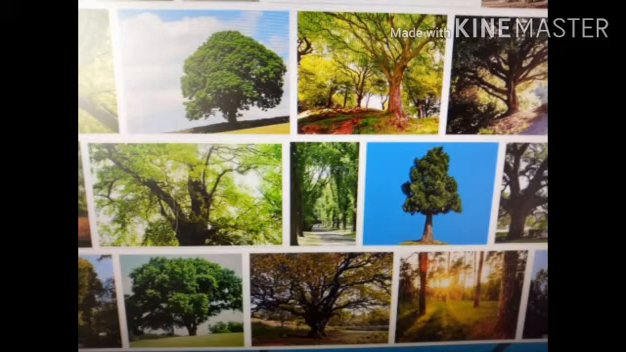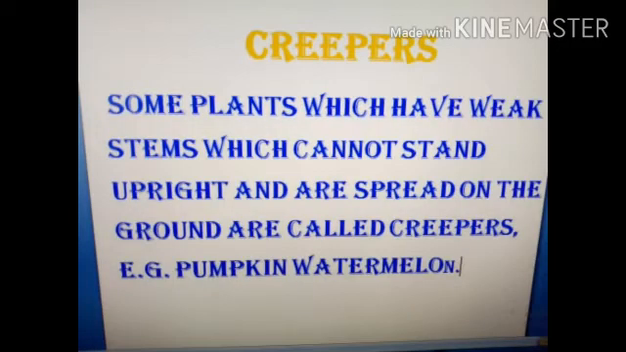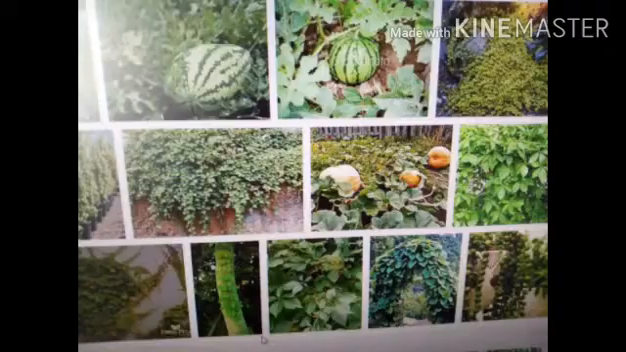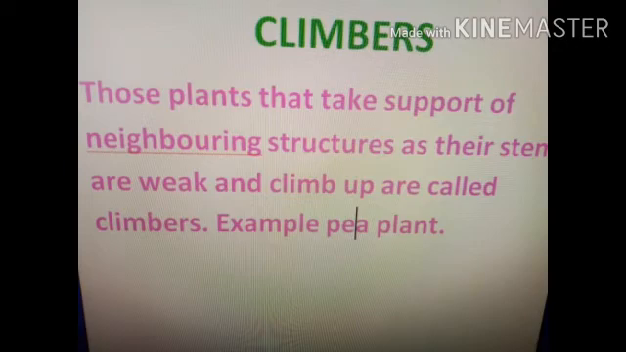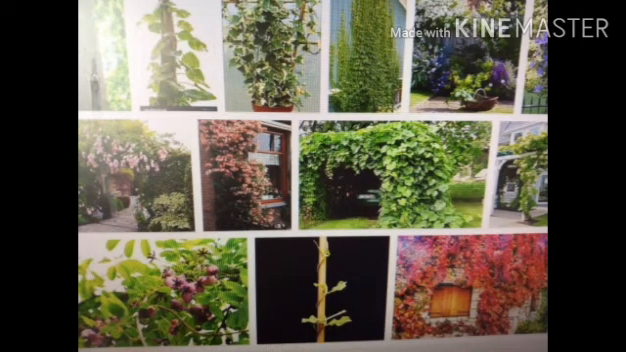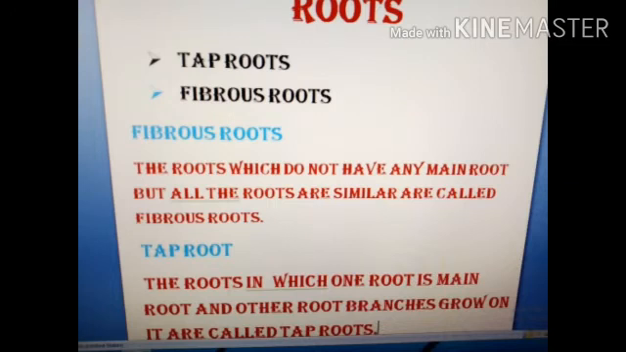Now, what are creepers? The plants with weak stems that cannot stand upright and spread on the ground are called creepers. Example: pumpkin, watermelon, etc. Now, climbers. Those that take support on neighboring structures and climb up are called climbers. Example: pea plant.